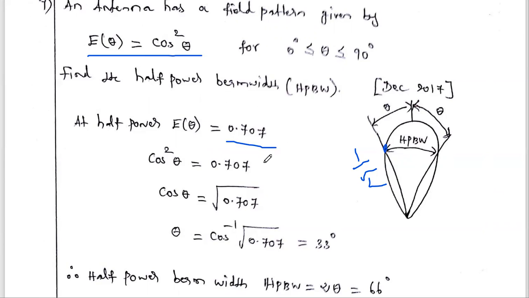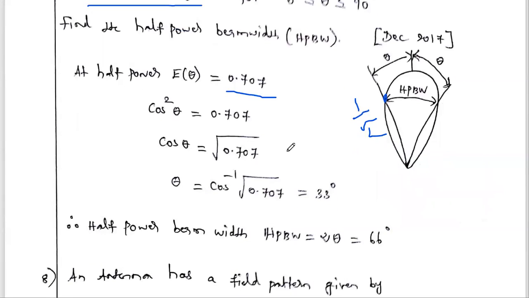So cos squared theta is equal to 0.707. Taking the square root on both sides, cos theta equals square root of 0.707. From this, calculating theta, cos inverse of square root of 0.707 is 33 degree. This is nothing but half of the angle. As per the half power beam width definition, it is the beam width between the two half power points. This is one half power point, and we are calculating the angle from this center point to this one. Similarly, the same theta angle we get on the right side also.